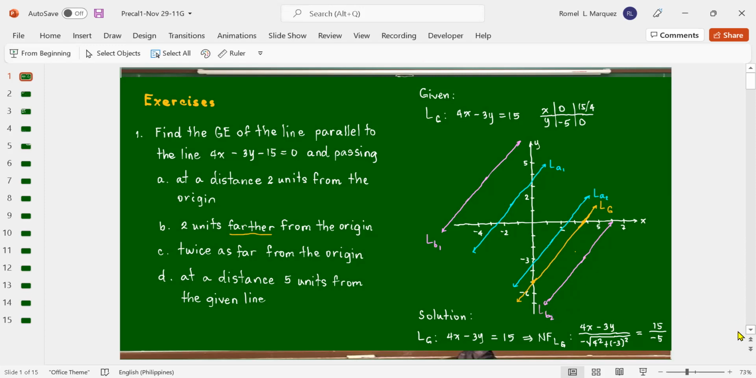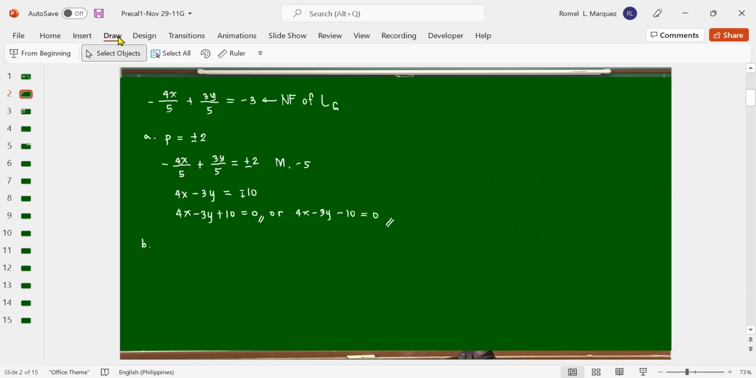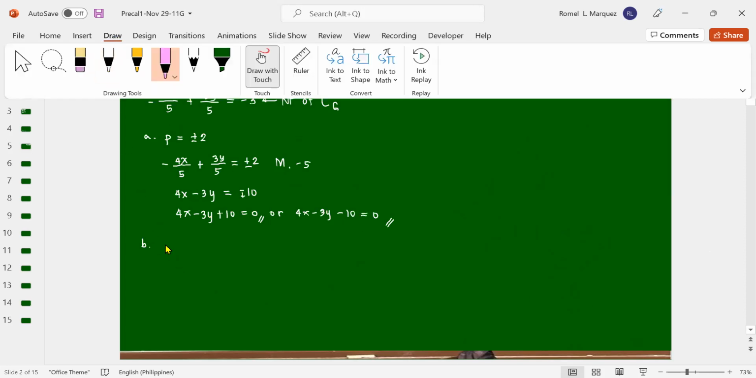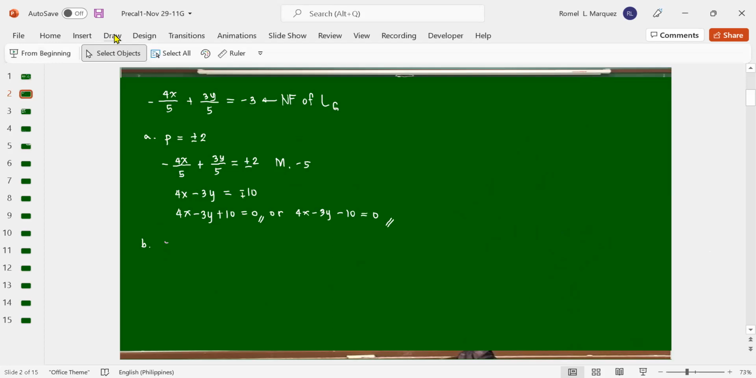What about the P of letter B? So P is what? 5, no? Can be negative, positive, so plus or minus 5. Get it, guys? So again, because parallel, we copy the left side of the normal form of the given line: -4x over 5 plus 3y over 5 equals plus or minus 5.